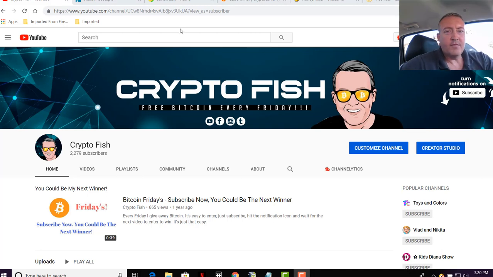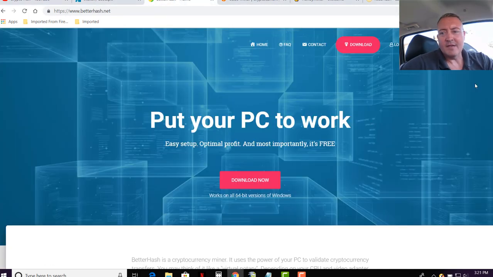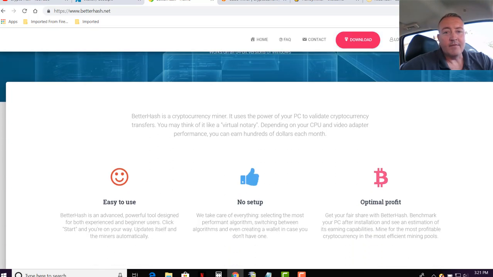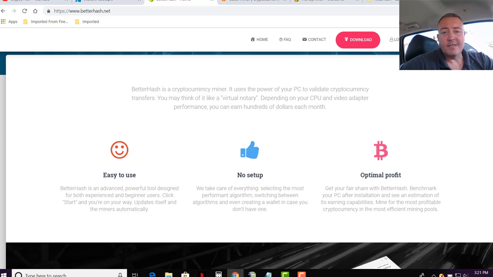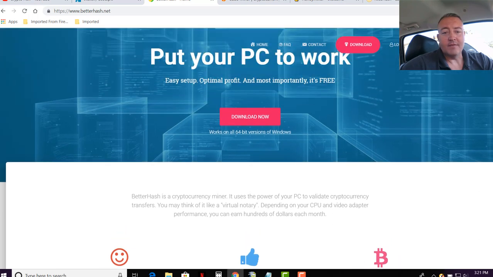All right, so the four miners. First one is BetterHash. I'm sure you guys have probably heard of all these miners, maybe you have, maybe you haven't. BetterHash is a cryptocurrency miner. It uses the power of your PC to validate cryptocurrency transfers. You may think of it like a virtual notary. Depending on your CPU and video adapter performance, you can earn hundreds of dollars each month. I don't know about hundreds of dollars on a PC. Not going to happen in today's market, but maybe that's some old language from the last bull market.